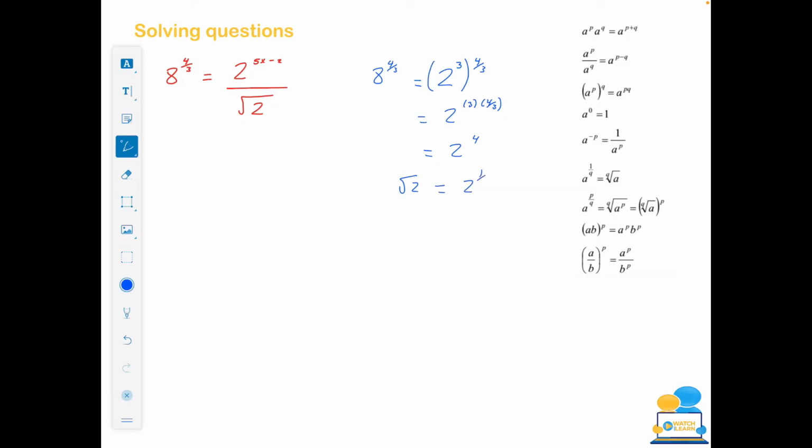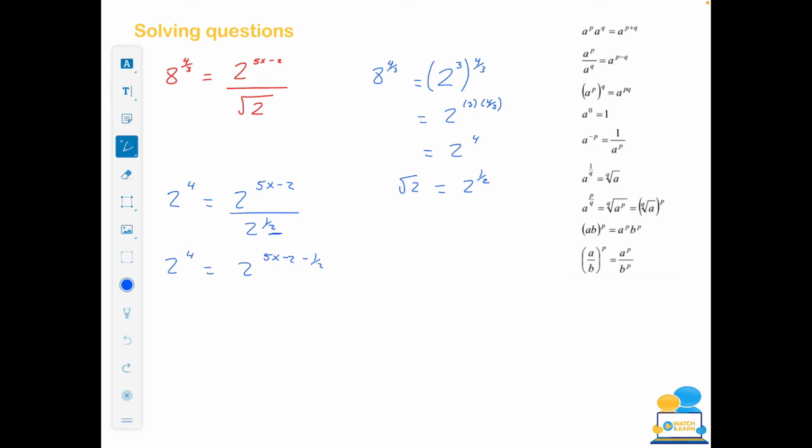Similarly with the square root of 2, this is the rule you need to kind of learn off. That's 2 to the power of a half. Now I'm going to rewrite my question. So instead of 8 to the power of 4 over 3, I'm writing 2 to the power of 4 is equal to 2 to the power of 5x minus 2 all over 2 to the power of a half. Now I look at my rules again. We see we have a division. The bases are the same, so we can go ahead and use that rule. So it'll be 2 to the power of 4 is equal to 2 to the power of 5x minus 2 minus a half.